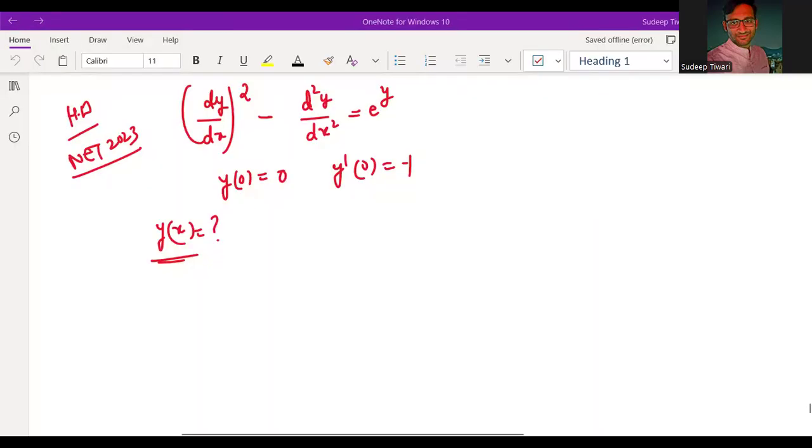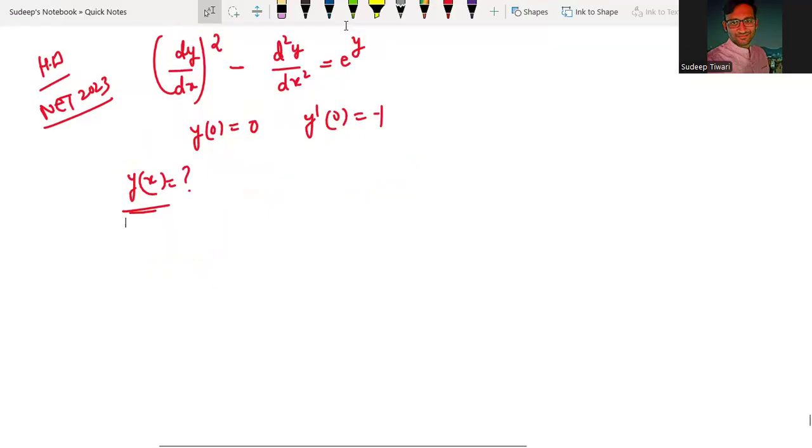We'll start with second order linear differential equations. Okay. So if you remember, we were doing this question and I left it as a homework for you. So let us see how to do this particular question.